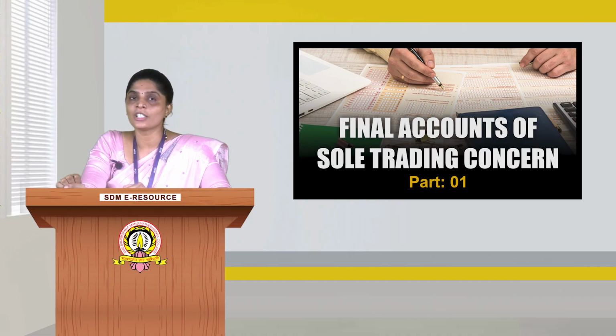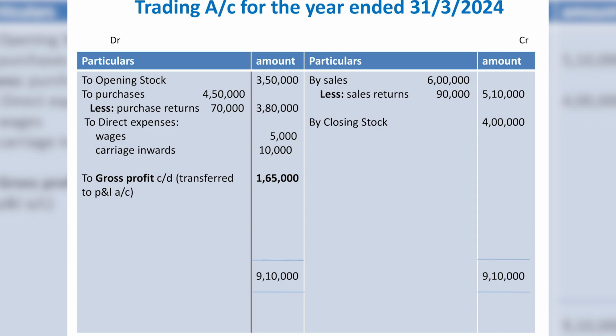And the fifth one is the treatment of the closing stock. If there are any unsold goods left in the organization, that stock is treated as the closing stock, and the closing stock should be taken on the credit side of the trading account. Okay, we will summarize the format of the trading account.